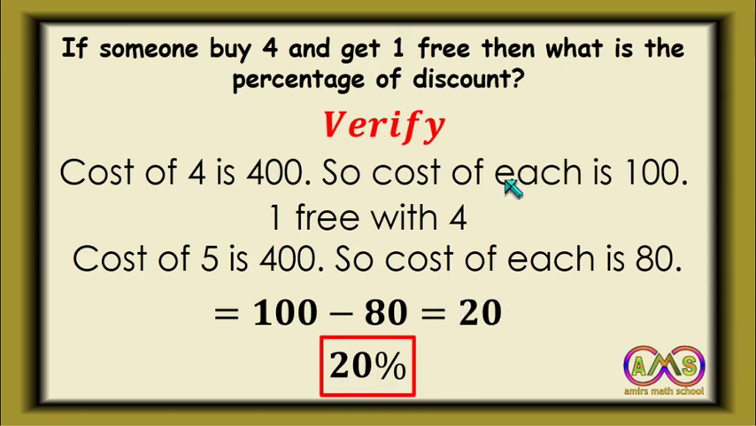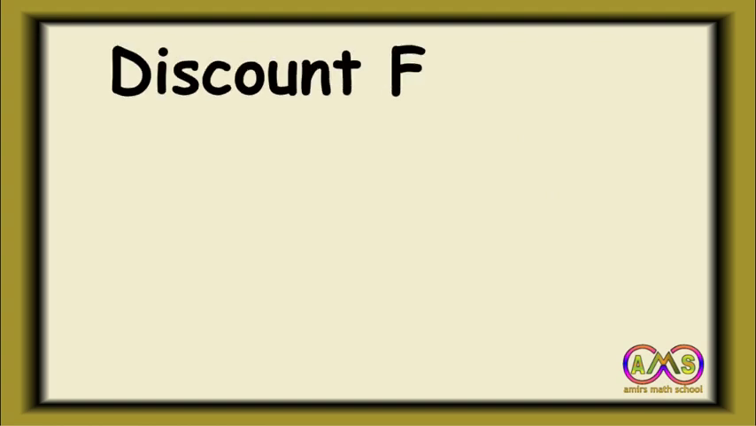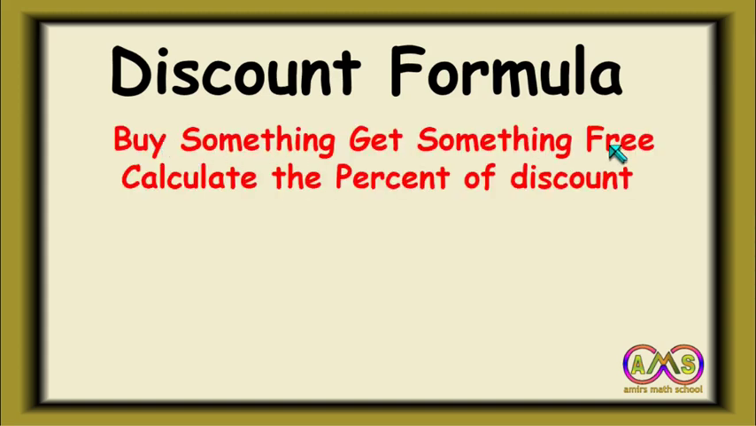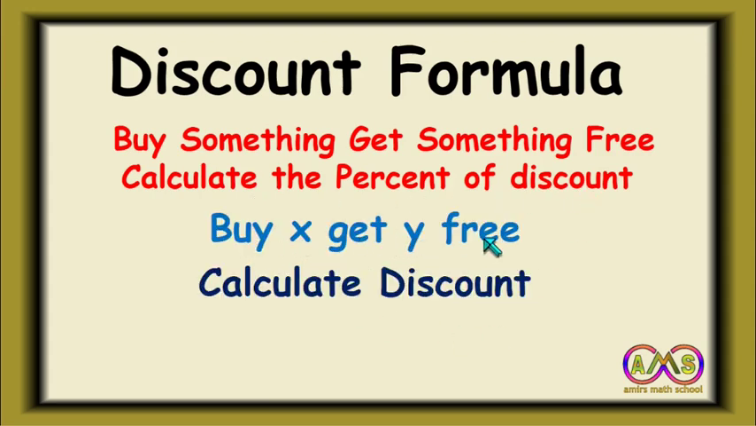So in this method we can easily find the percentage of discount in case of buy some and get some free. In the later part of this video we will discuss this formula, that is, how we can easily find the percent of discount using this method. So in this video we are going to learn about the discount formula: buy something and get something free and then calculate the percent of discount, or buy X and get Y free, calculate the discount.